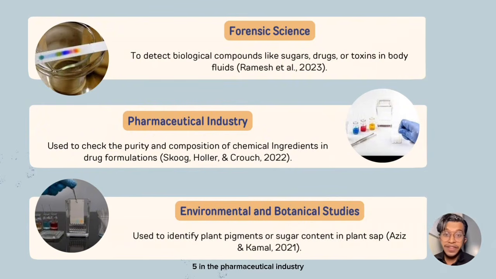Fifth, in the pharmaceutical industry, paper chromatography is essential for checking the purity and composition of chemical ingredients in drug formulation. It helps scientists detect any unwanted substance and confirm that the correct compounds are present in the right amount, ensuring drug safety and quality.